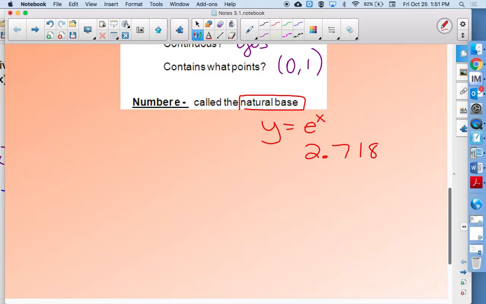Last year we had a chart, a big exploration. We were doing compounding interest. And we compounded 10 times, and then 100 times, and then daily, and every minute, and then every second. And eventually it just kept getting close to 2.718.